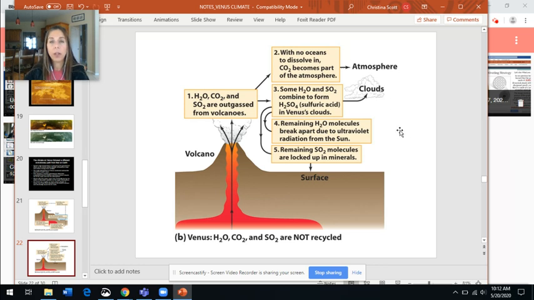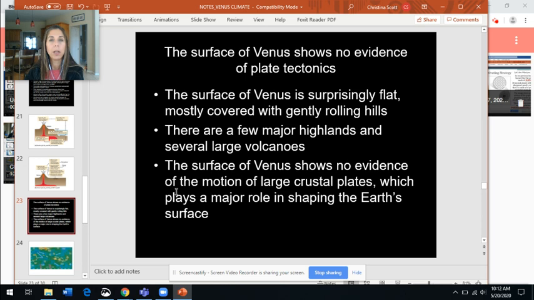Remaining water molecules, they break apart due to the ultraviolet radiation from the sun because there's no ozone to absorb the ultraviolet radiation in the Venusian atmosphere. So remaining sulfur dioxide molecules are locked in the minerals on Venus's surface. So the surface of Venus shows no evidence of plate tectonics anymore. It seems as though it's geologically dead.